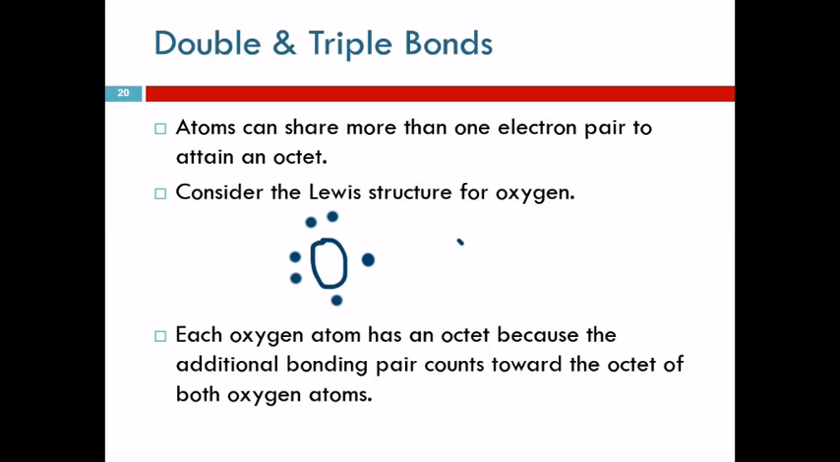Well, let's see what we can do with another oxygen atom. This one also has 6 valence electrons. Well, what if they shared? Are they happy? No, now they each have 7. Oh, well, there's this other one hanging out here. What if we shared those too? It's kind of a weird looking drawing.